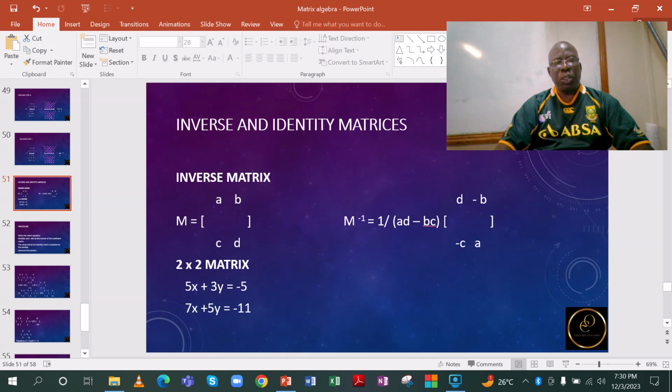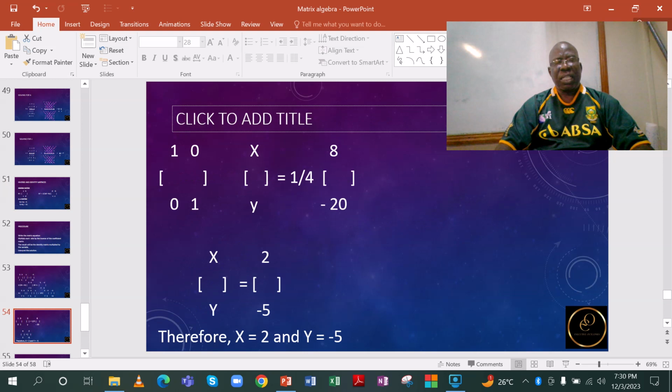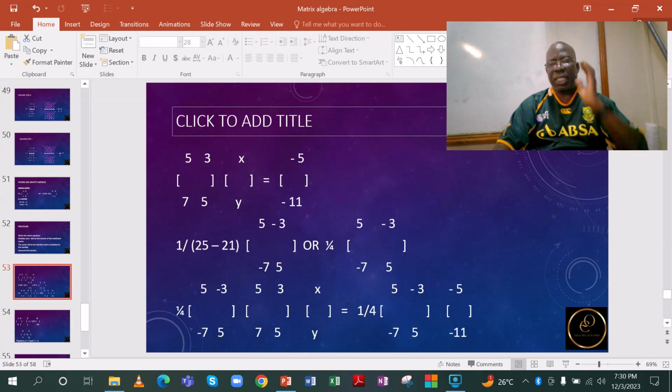The equation 5x plus 3y is negative 5, and 7x plus 5y is equal to negative 11. So that's what we have picked to be the solution matrix, negative 5, negative 11. So we find the inverse using the determinant. The determinant of the original matrix is 5 times 5, which is 25, minus 7 times 3, which is 21. So the inverse is 1 over that, which will be multiplied into the matrix.